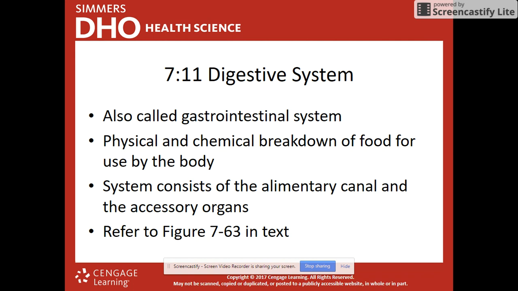Gastro, talking about the stomach, and intestinal, talking about obviously the intestines. So it's not just the physical breakdown of food that we're talking about, getting food from big particles to small particles, such as when you chew something, you go from a big bite to a small bite. But it's also the chemical breakdown as well. So as it goes through the stomach and the intestines, the food is broken down so that your body can absorb it. So it's both the physical and chemical breakdown.